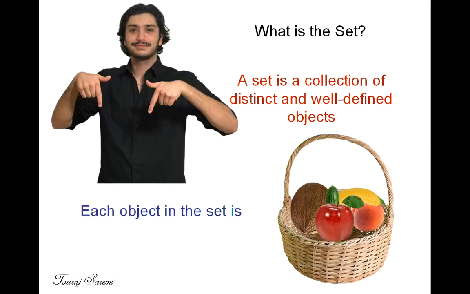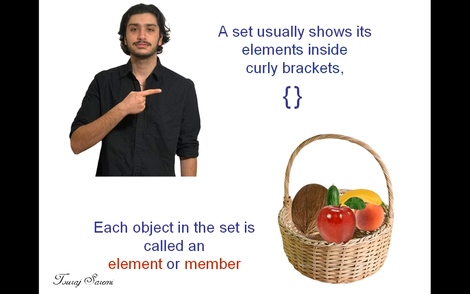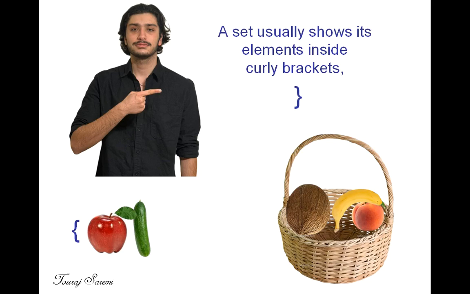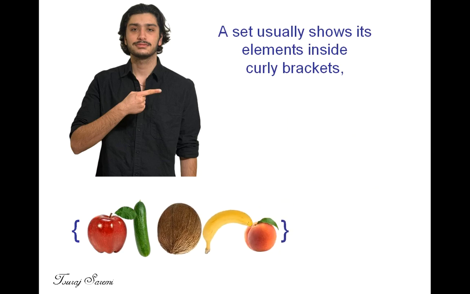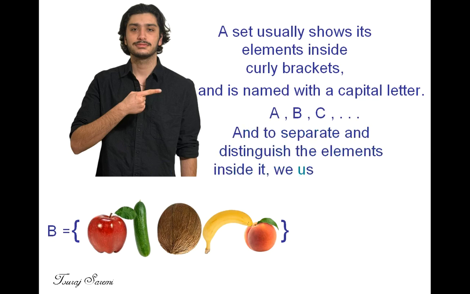Each object in the set is called an element or member. A set usually shows its elements inside curly brackets, and is named with a capital letter. And to separate and distinguish the elements inside it, we use commas.